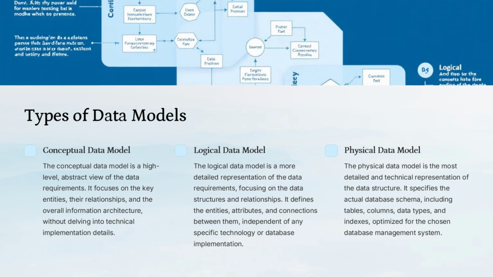The logical data model is a more detailed representation of the data requirements, defining the entities, attributes, and connections between them, independent of any specific technology or database implementation. The physical data model is the most detailed and technical representation, specifying the actual database schema, including tables, columns, data types, and indexes, optimized for the chosen database management system. These three models work together to capture the data requirements at different levels of abstraction and detail, supporting the design and implementation of the database.